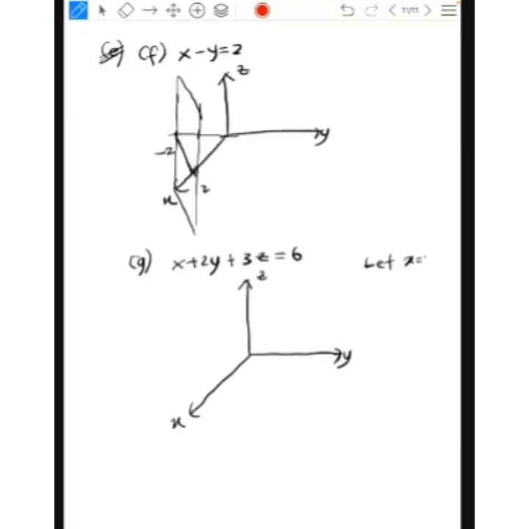Let's say x equals 0, y equals 0, then 3z equals 6, which is z equals 2. So 2 here. And then if y is 0 and z is 0, x will be equal to 6. And then if x is 0 and z is 0, 2y will be equal to 6, y equals 3. You just connect all these points together, then you will have a plane like that. So remember, if you have one or two missing variables, your plane will be along those missing variables.